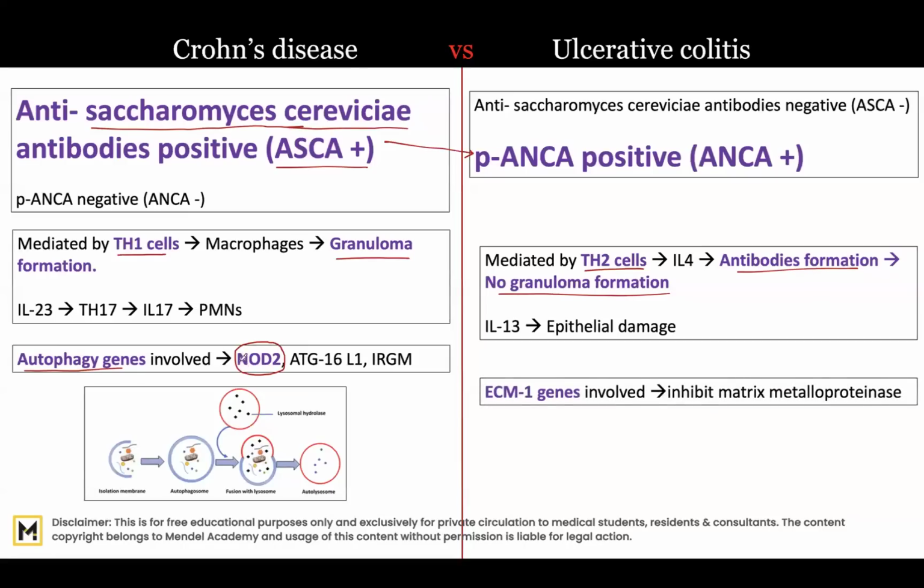Well, as here, the extracellular matrix genes are involved. They inhibit matrix metalloproteinase. This is the pathophysiology of Crohn's versus ulcerative colitis. Now, this is very important, and these are the things that are tested. Again, as a pathologist, you should be aware of the histologic features that you will encounter in inflammatory bowel disease. We'll see one histologic feature after the other, and please pay attention to what is going to come.